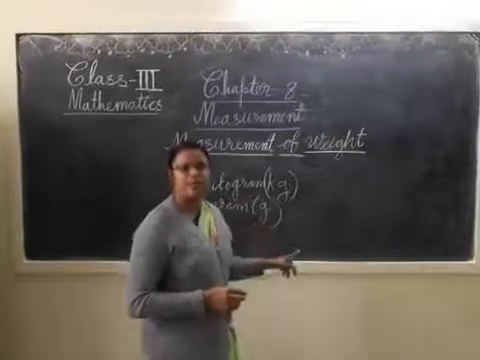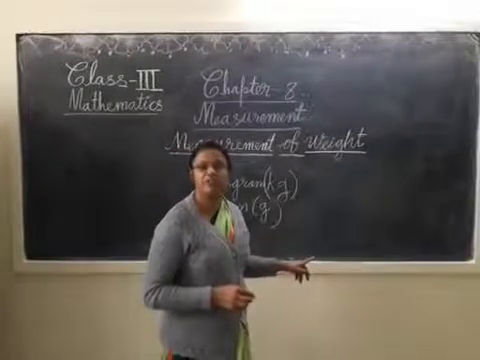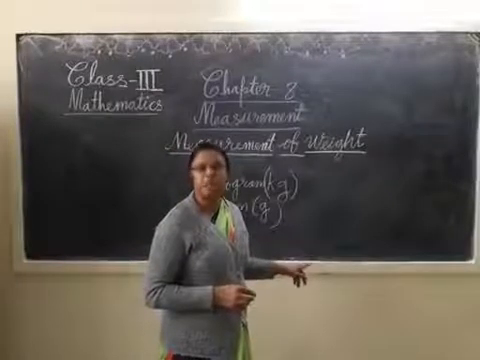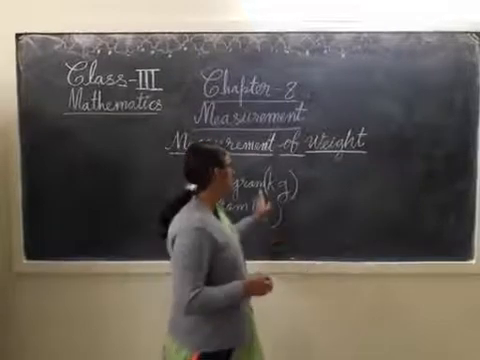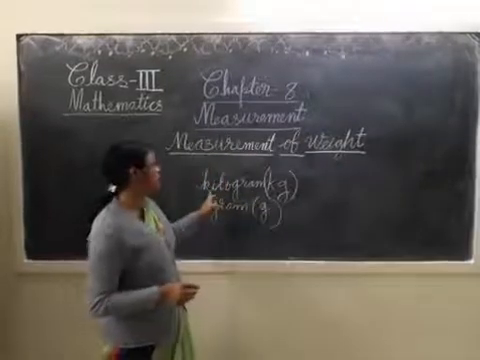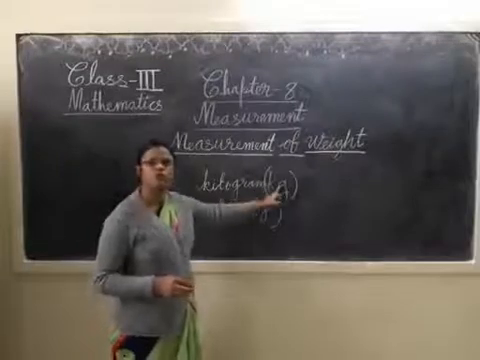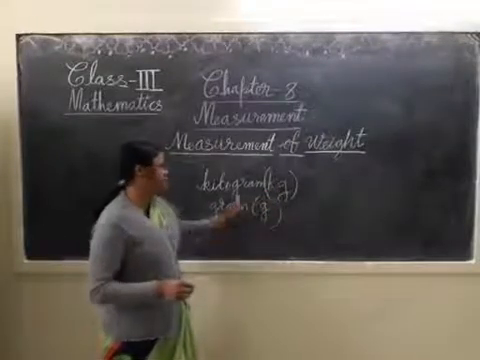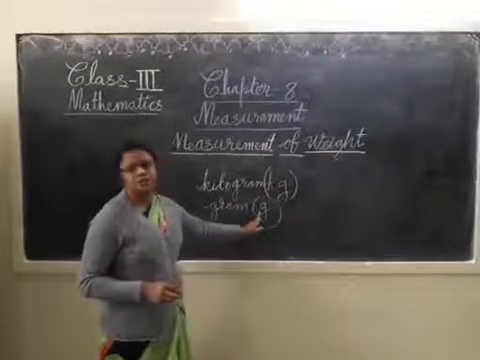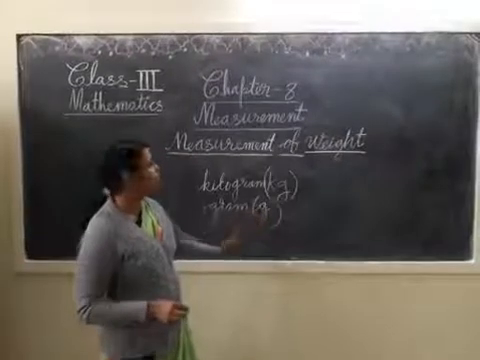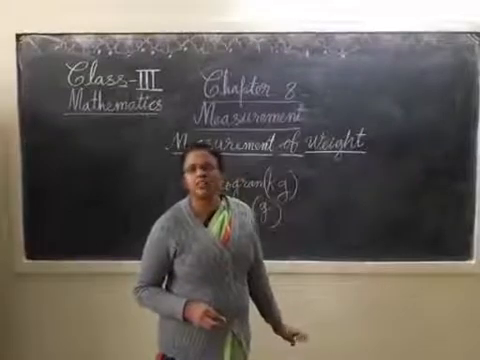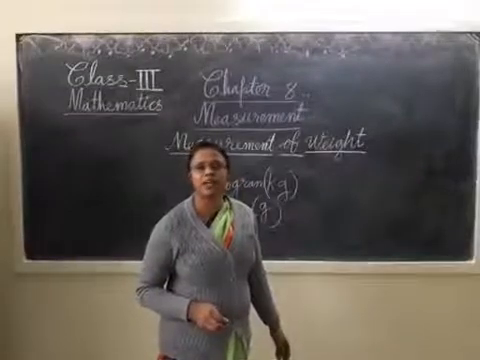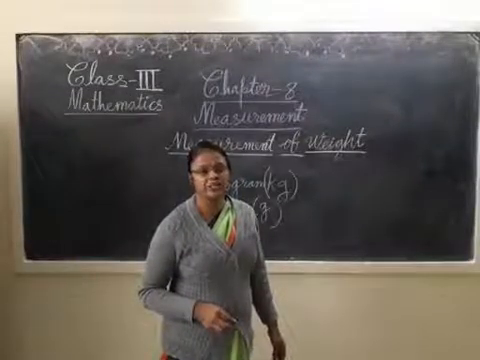For length, we have used meter as m, centimeter as cm, and millimeter as mm. The same process we have used here. For kilogram, we use the short form kg, and for gram we use g. Okay, the short form we are using. Now let us see from the book also, so that we can understand a little more.